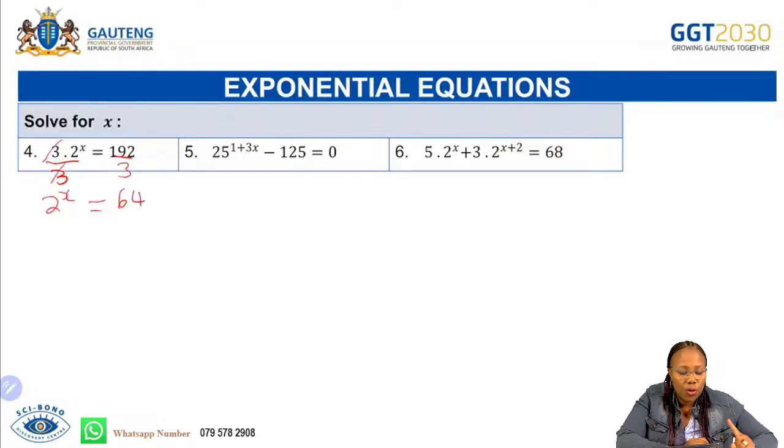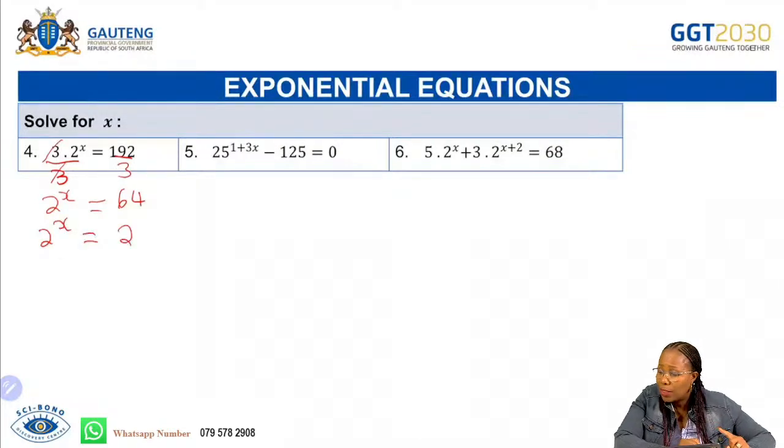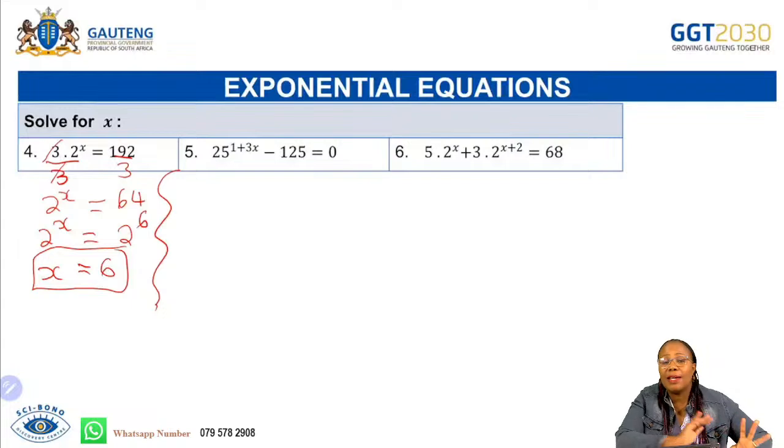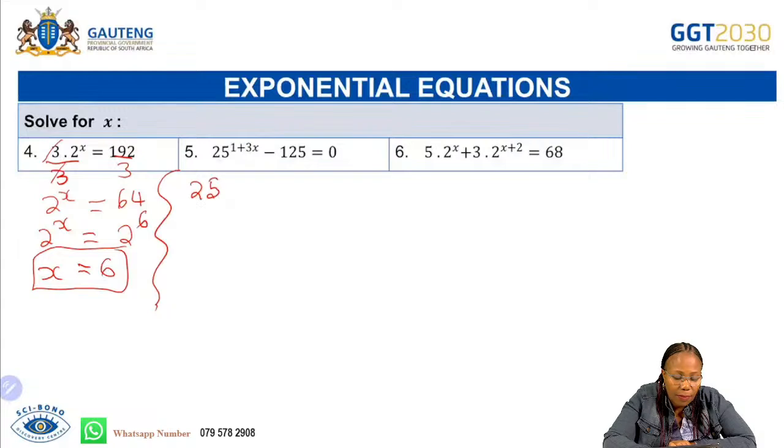So now we want prime bases. This will be 2 to the power x, 64 will be 2 to the power what, grade 12? To the power 6. Same base, we equalize exponent. x is equal to 6. Same application throughout. With this one now, we are having 25. Now we transpose, this is 1 plus 3x exponent equal to 125.